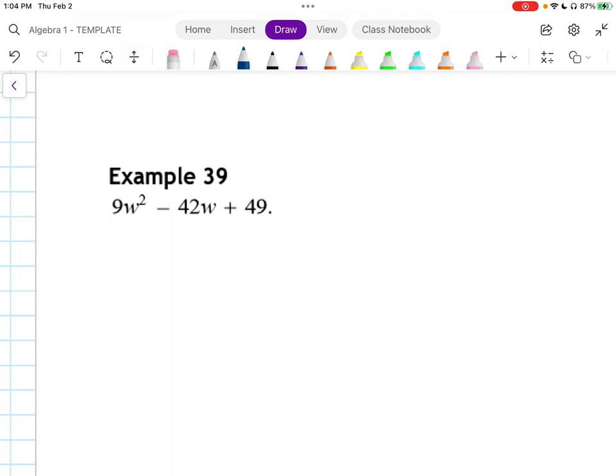Now this one here is a little bit more difficult. Could we factor something out? I think we could pull a 3 out of everything. I think we can. Let's do that. So we'll pull out a 3, and that leaves us with what? 3w squared minus, what's 42 divided by 3? That gives me 14w plus, 49 doesn't divide out of 3. I don't know what I was thinking there.